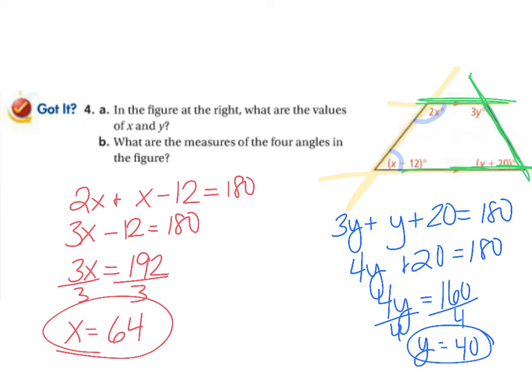Part B says, what are the measures of the four angles in the figure? That's when you just start plugging stuff in. If I want to figure out this angle, I'm going to do 40 plus 20. That's 60. This is 3 times 40. That's 120. Let's do the x ones. It's 2 times 64. That'd be a 128. And 64 minus 12 would be 52. All right, so you can always just plug those in.